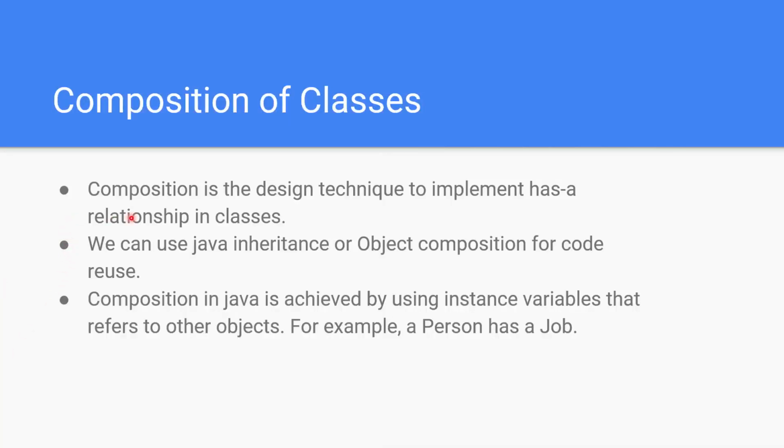So composition is a design technique to implement a relationship between classes. It's nothing new. It's part of Java, it's part of object orientation. We can use Java inheritance or object composition for code reuse. So it's very, very similar in strategy to inheritance and object reuse in C++ or .NET. Composition in Java is achieved by using instance variables that refer to other objects. So you might see something like person has a job.